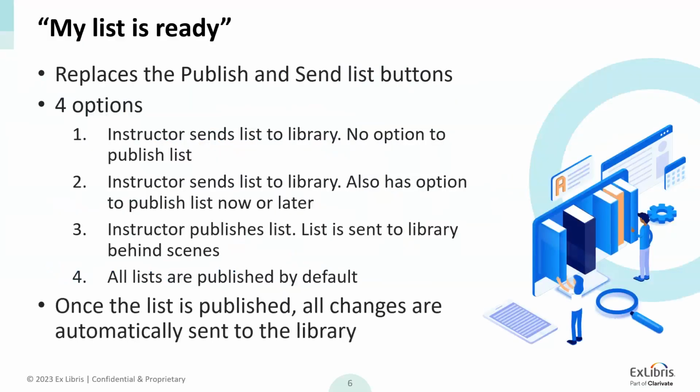So what we have done in the new UI is replaced the publish and the send list buttons. We got a lot of feedback about instructors not realizing that they needed to do both, or not knowing what the next step was after they built their list. They sent the list to the library, but they forgot to publish it, or they published the list and then updated it and forgot to send it to us again. So this is what triggered this change: we really wanted to streamline that list creation workflow so that instructors would know what the next step was when they were ready for it.